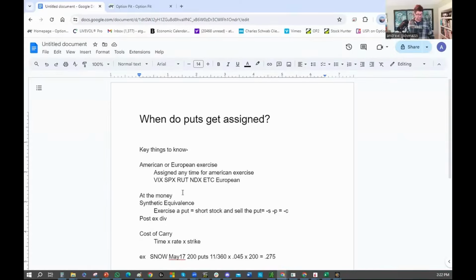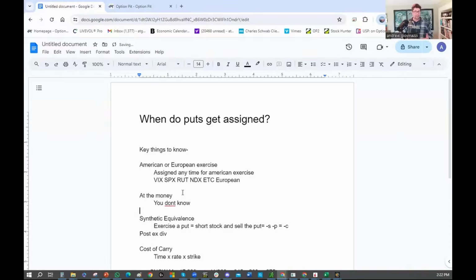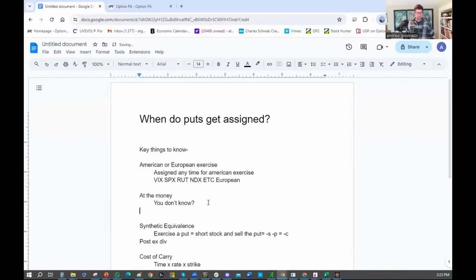So when you're at the money, you don't know. It's a question mark. The only way to guarantee it is to close your short put and buy the stock if you want to take delivery. Closing and replacing is a sure thing. You close your short put and then buy the stock if you don't think you're going to get it.